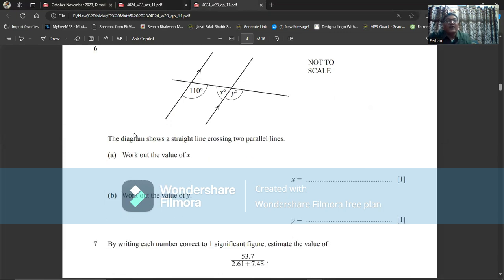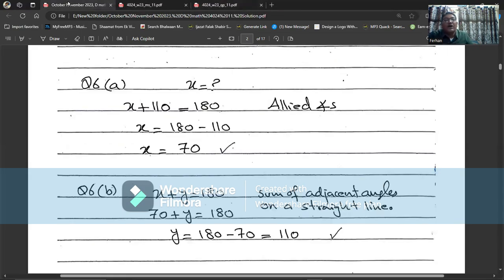Now I know the value of x. I want to work out the value of y. The value of y is very simple. You can see this y is outside the parallel lines and this 110 is inside. They are on the same side. They don't have a common vertex. So y and the 110 are called corresponding angles of the parallel lines and they are always equal to each other. So y equals 110.